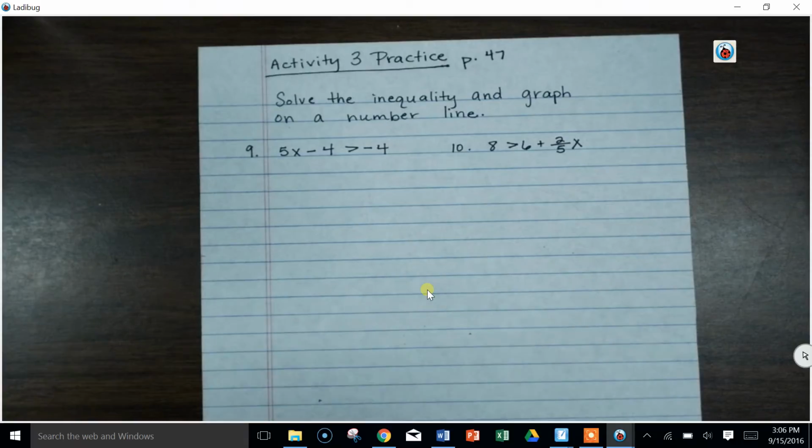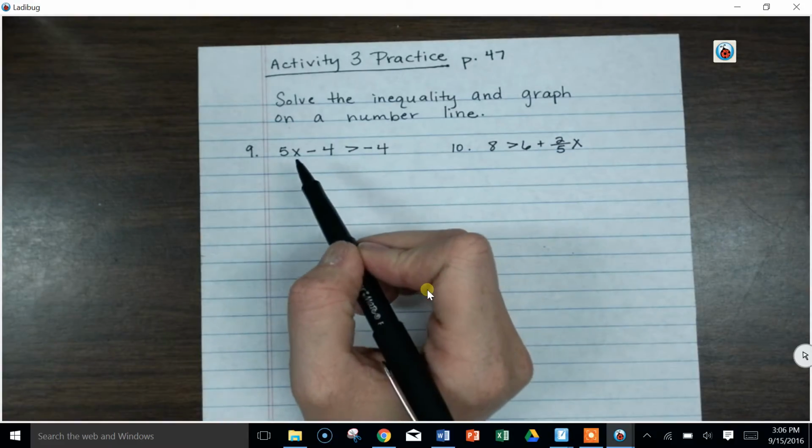53 practice on page 47. We're going to do a few of these. Solve the inequality and graph on a number line. So I don't need to distribute. I don't need to combine like terms, but I do need to try to isolate my variable.